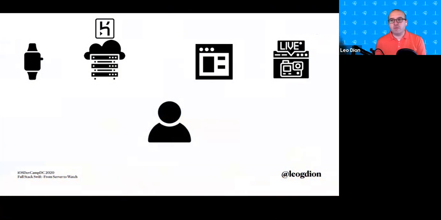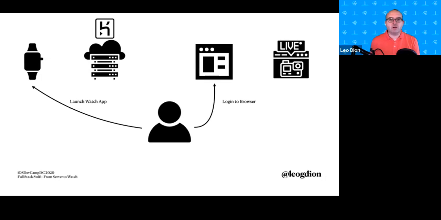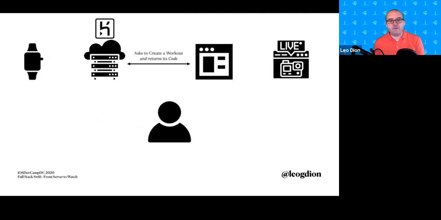We have a few components here. We have our Apple Watch, our server set up on Heroku, a web browser window, our streaming platform, and of course our user. The user logs into their browser and then launches the Watch app. From there, they get that 5-character code: the web browser makes an API call to the server and it returns that code. Then the code is displayed in the web browser for them to enter on the Watch app.